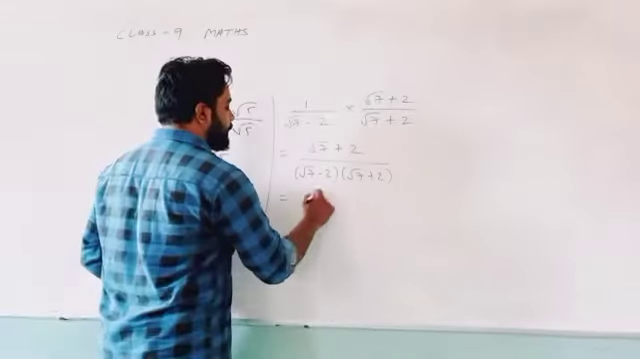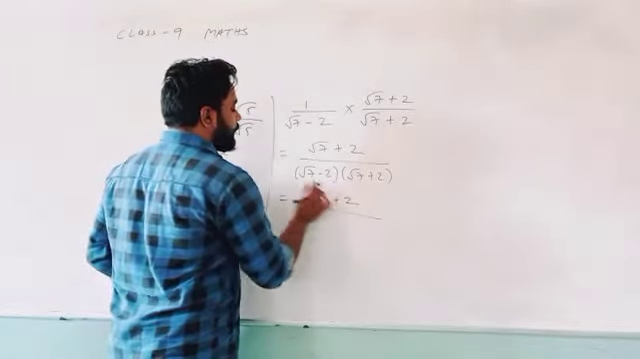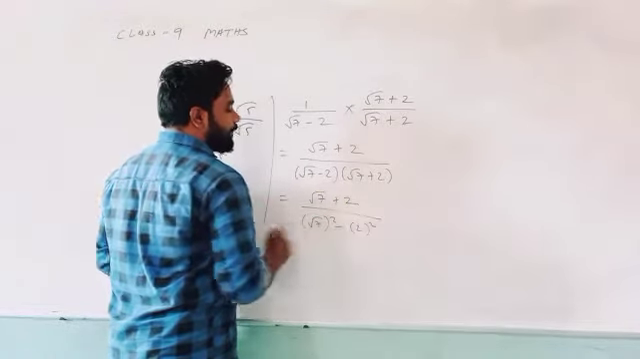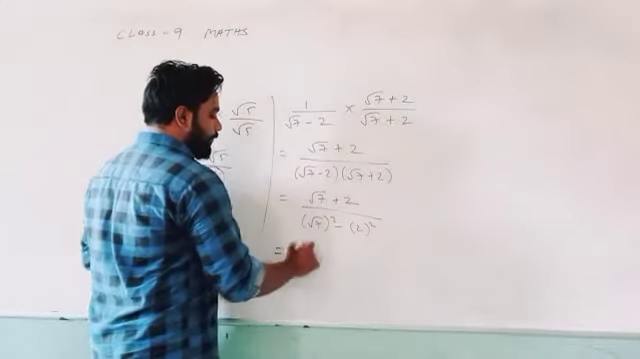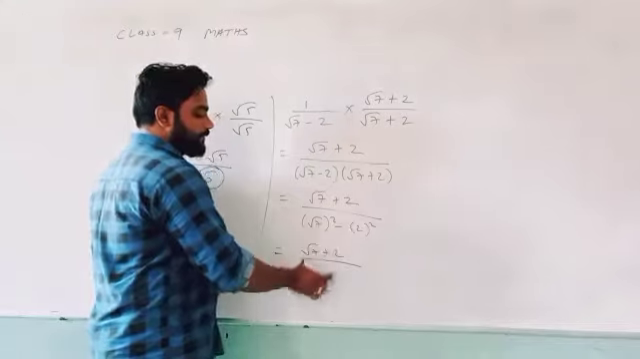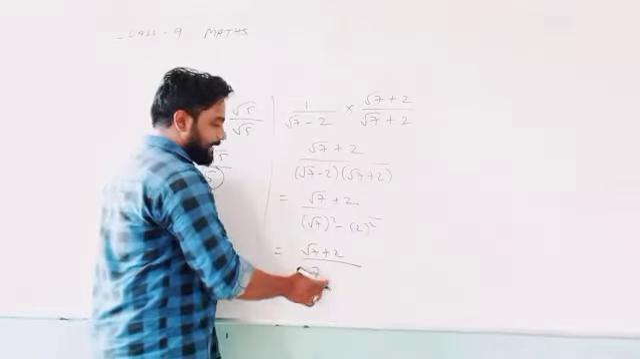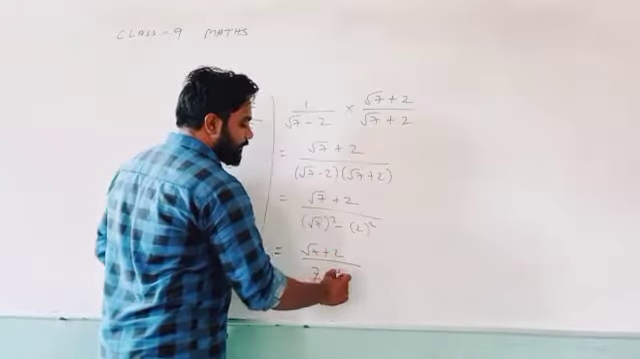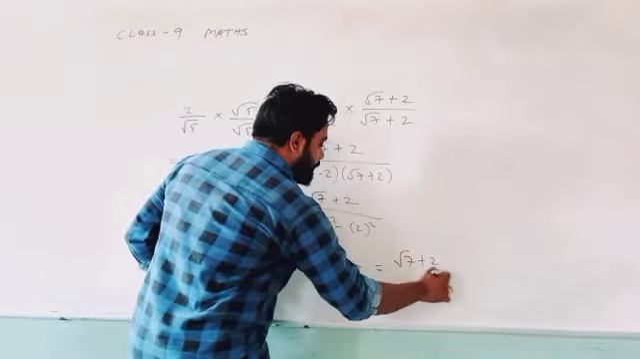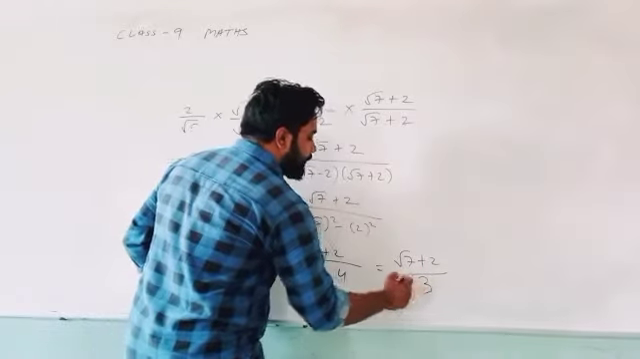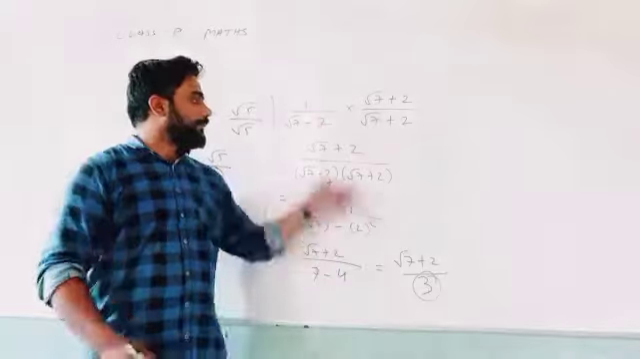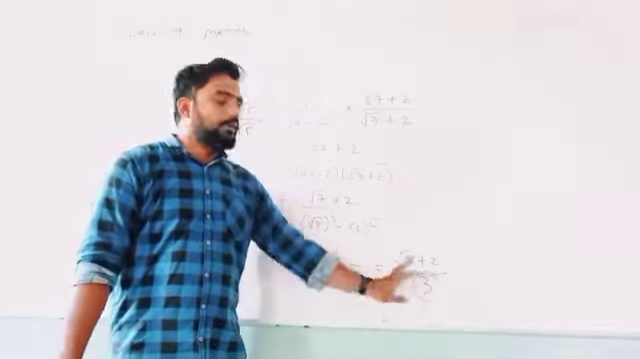So you can write this as root 7 plus 2 upon, considering root 7 as a, root 7 square minus 2 square. The square of root 7 is equal to how much? 7. Minus 2 square, that is how much? 4. So here we obtain root 7 plus 2 upon 7 minus 4, that is equal to how much? 3. So here we are obtaining 3 as the denominator. That means we have converted this irrational form into the rational form.